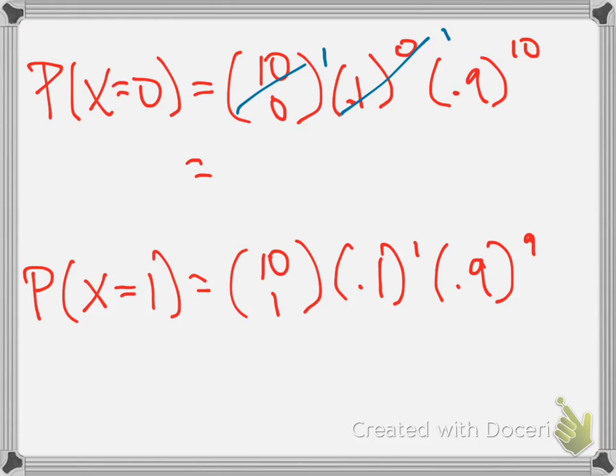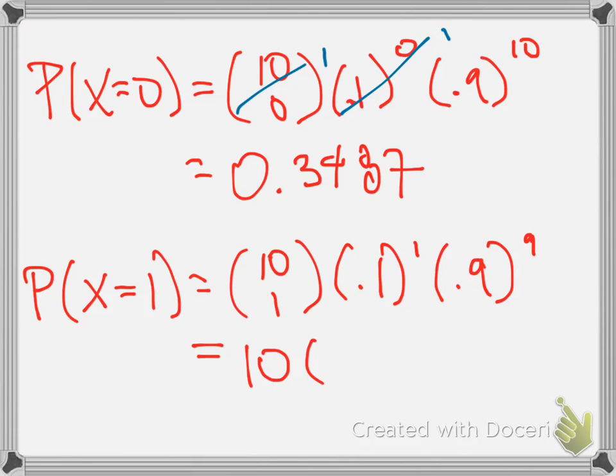And if you do that on a calculator, you get 0.3487 approximately. So about 34.87% of the time, when selecting that SRS of 10 switches out of 10,000, you would get none of them that were bad. Then the probability that 1 is bad, we can find by finding 10 choose 1, which we just calculated to be 10. Multiply that by 0.1, and then multiply that by 0.9 raised to the 9th power.